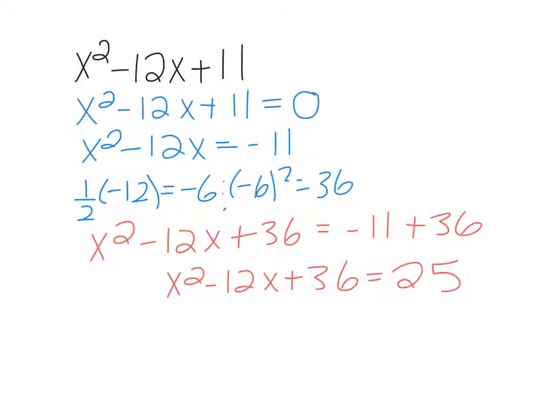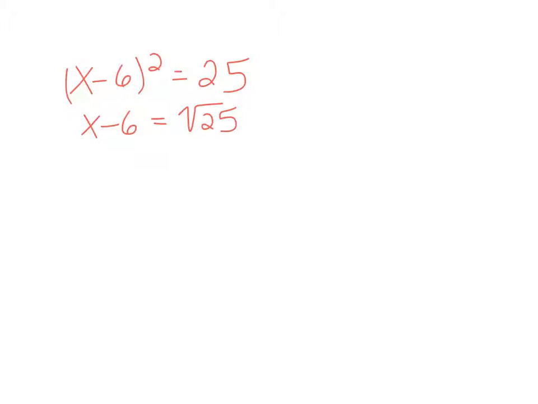Now our next step is to write the left side as a square. So if we look at x squared minus 12x plus 36, that would be x minus 6 squared is equal to 25. Now we have our x minus 6 squared is equal to 25. So in our next step, what we want to do is take the square root of each side. So we'll have x minus 6 is equal to the square root of 25, which means x minus 6 would equal positive or negative 5.